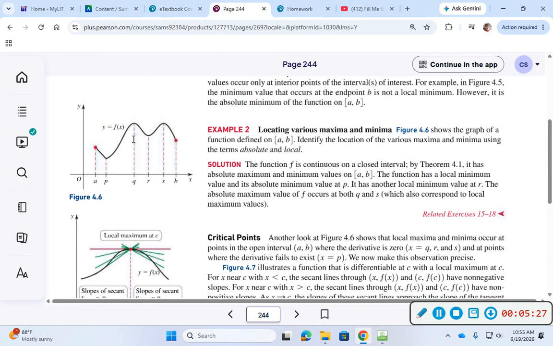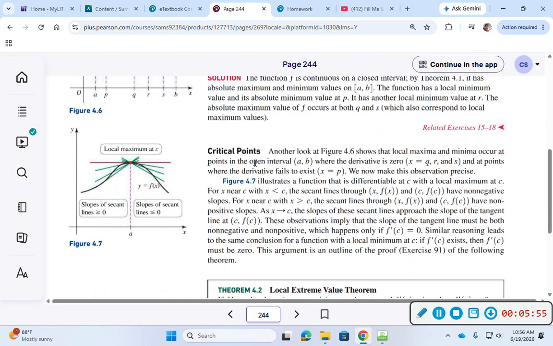Okay, so here is an example. You have P. This point P would be a minimum. This point Q would be a maximum. R would be a minimum, that little valley. S would be a local maximum. Now, for purposes of this graph, these endpoints would not be a local minimum or maximum. They wouldn't even be the absolute minimum or maximum.